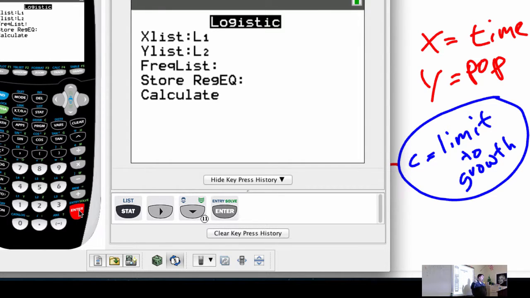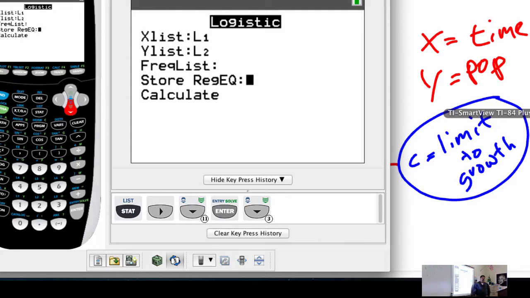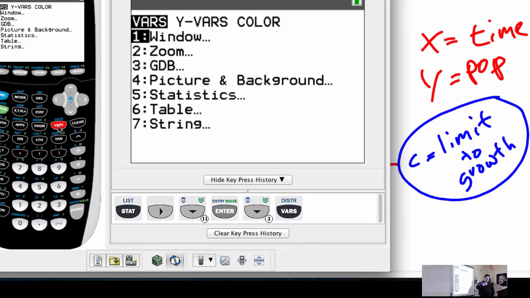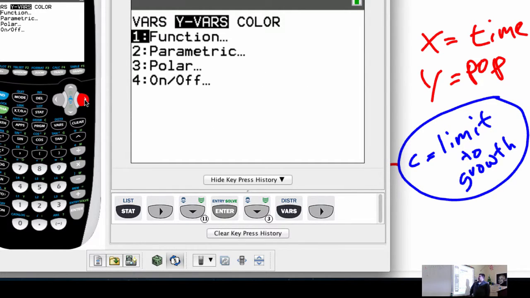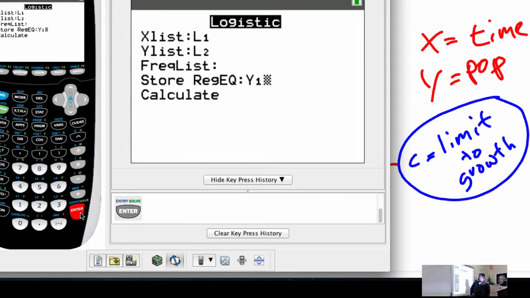There you might put like L3, but we didn't do one, so you can leave it blank. Now to store it, I want to store this equation. It's going to write an equation that looks like this, and I want to store it in y1. So to do that, if you hit vars, which is really variables, then you scroll over one to Y variables. It's a function, so I'm going to choose function, and then I want y1. So when I do that, notice that I have y1 right here.